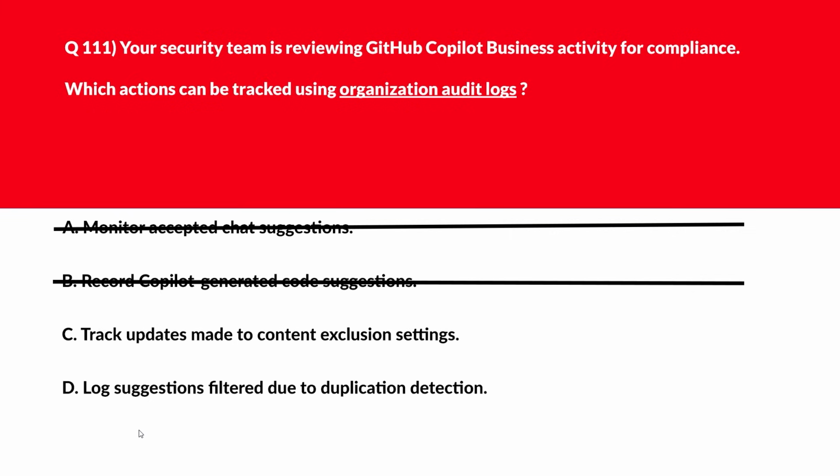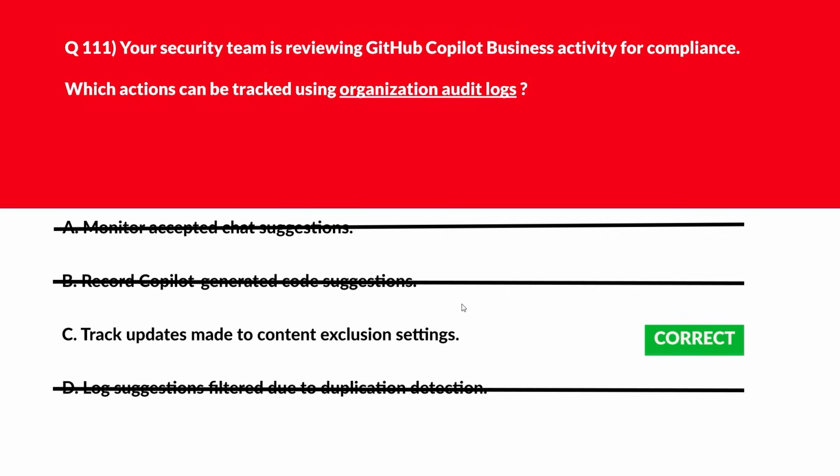Let's keep it. Option D says log suggestions filtered due to duplication detection. Filtering actions aren't recorded in audit logs. We'll delete this. We'll lock option C as the right answer.